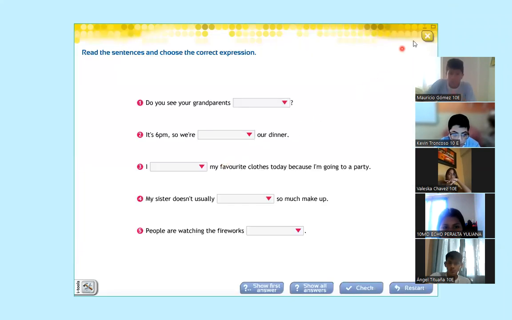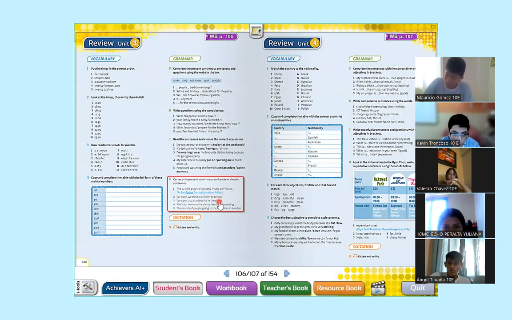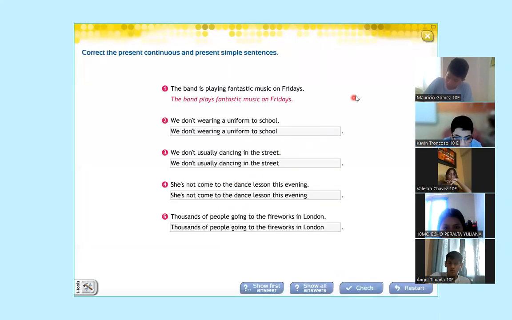Okay. Oh my goodness. Sorry. Okay, and now we go to the next part of this. Okay, we're going to make some corrections. Kevin Troncoso, start reading. Correct the present continuous and present simple sentence. Very good. So you have the two sentences. And obviously we are going to correct the sentence in this.